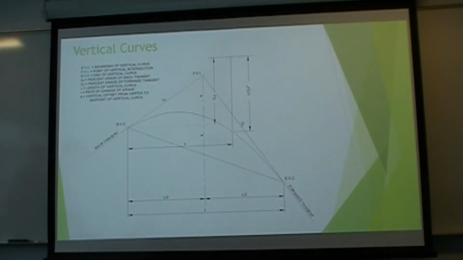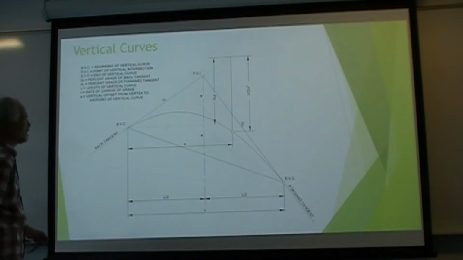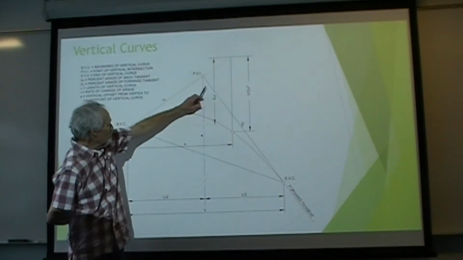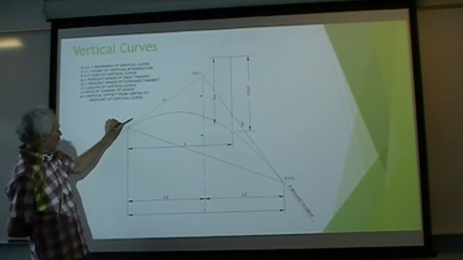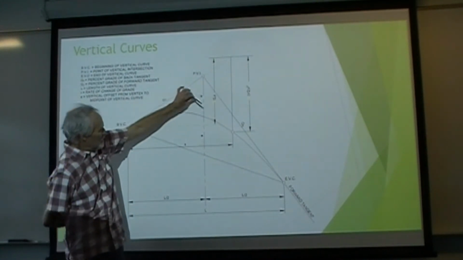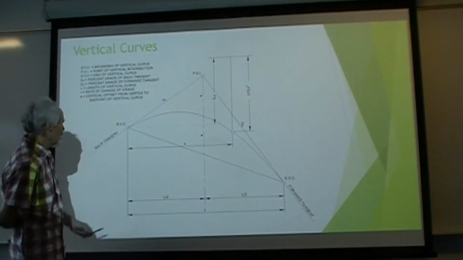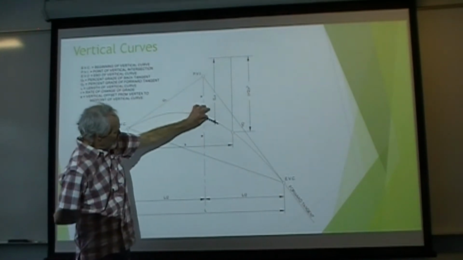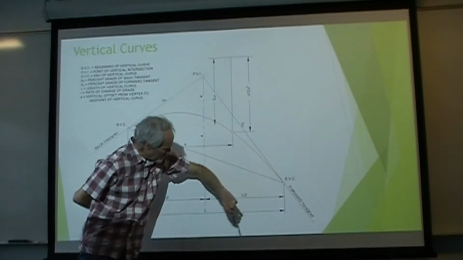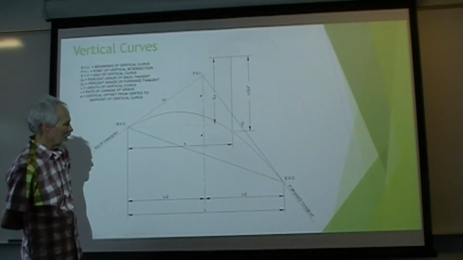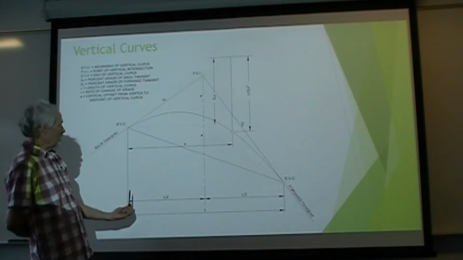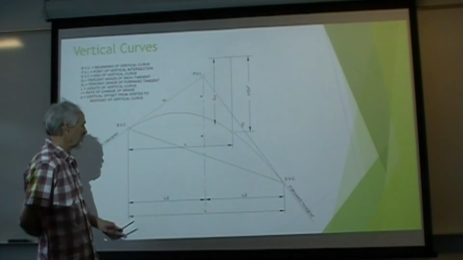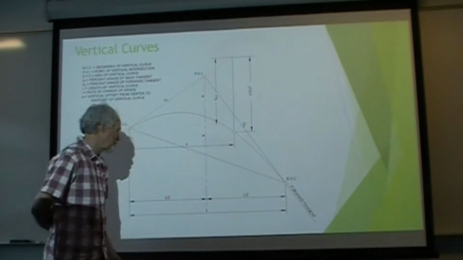So this is a schematic of the different elements. This is the grade coming in, grade going out, meeting at the PVI. This would be a positive G1 and a negative G2. Notice our parabola is starting at the BVC, represented by this red curve, and ending at the EVC. The length from the BVC to the EVC is the horizontal distance, typically given in stations or feet.